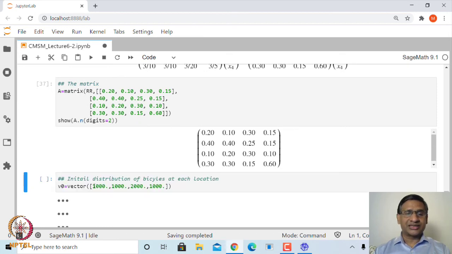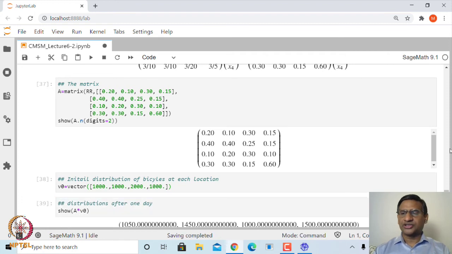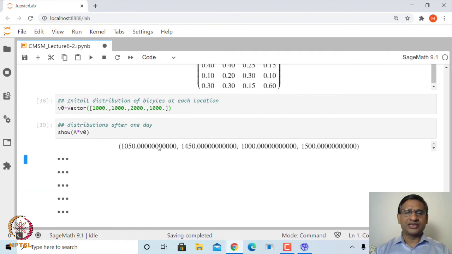Let us say the initial distribution of cycles is 1000, 1000, 2000, 1000. So, at location A you put 1000 cycles, at location B another 1000, at location C 2000 and at location D 1000. After one day, how many cycles will be at each location? That can be obtained by A times this initial vector V naught. After one day the distribution is 1050 at the first location, 1450 at the second, 1000 at the third, and 1500 at the fourth.